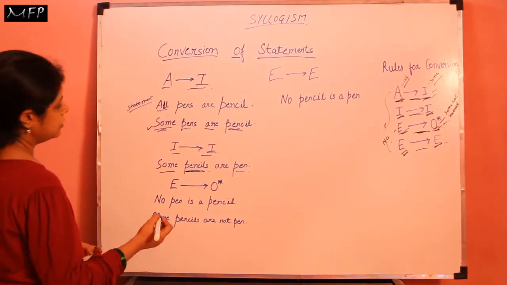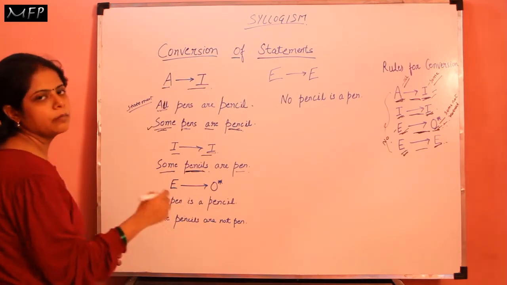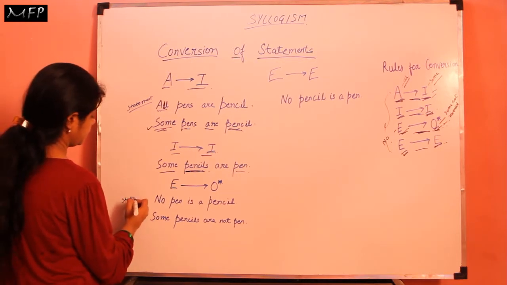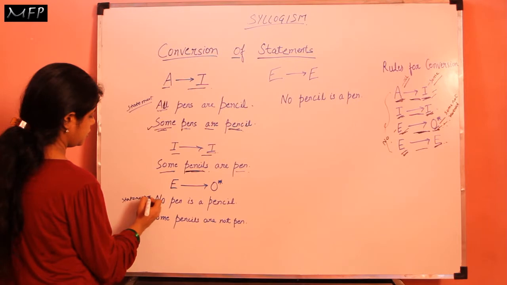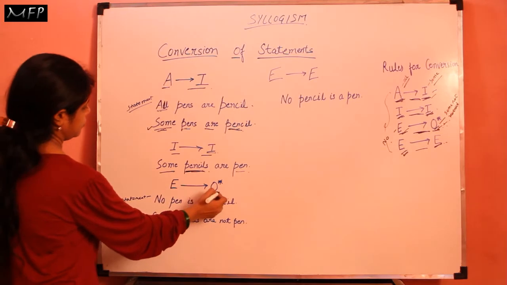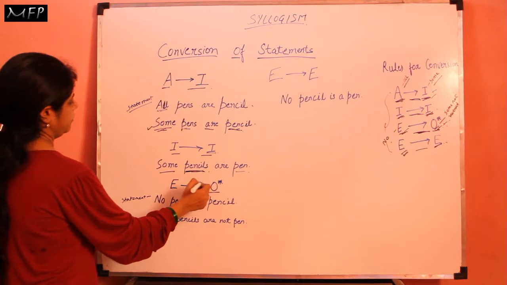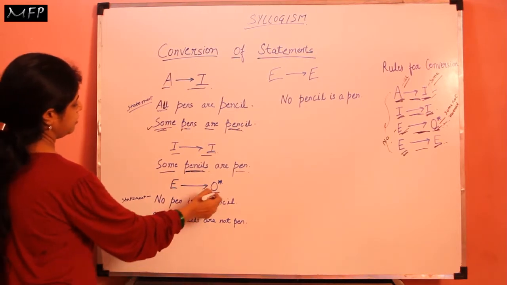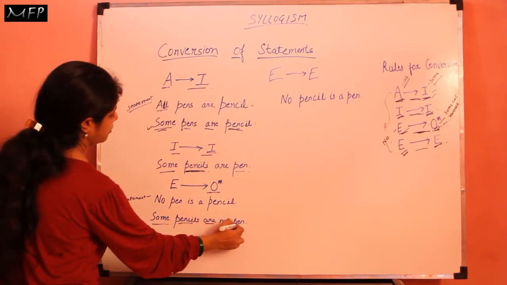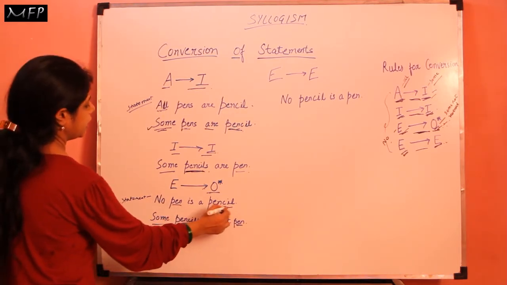Now an E-type statement can be converted into an O-asterisk type of statement, that is, a 'some not reverse' type of statement. The statement is: no pen is a pencil. When we convert it into a 'some not reverse' type of statement, the statement will be: some pencils are not pens. Reverse means the subject will become the predicate and the predicate will become the subject.